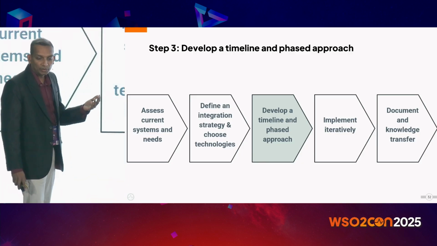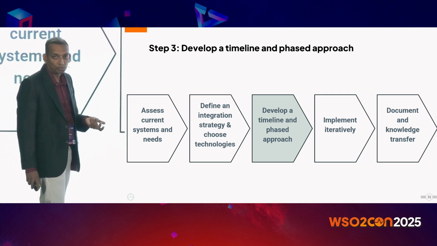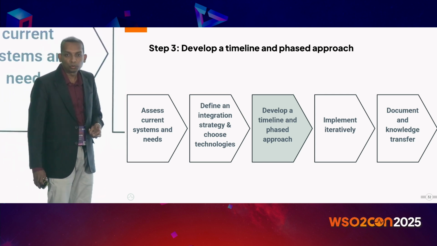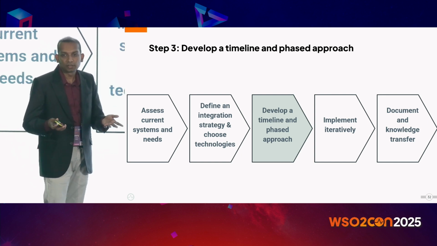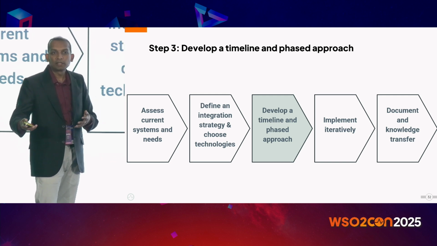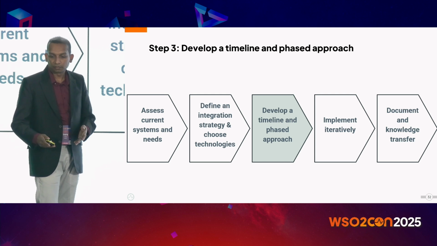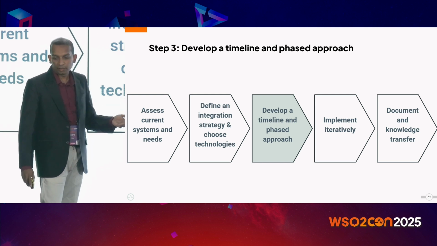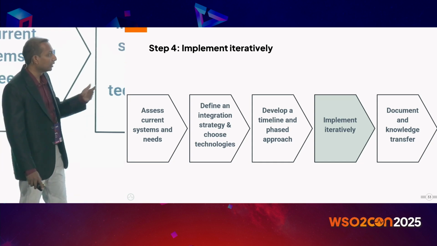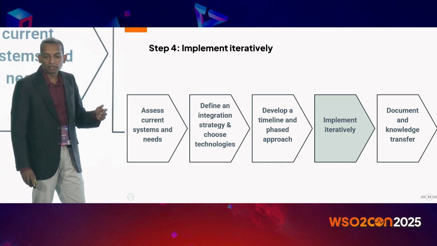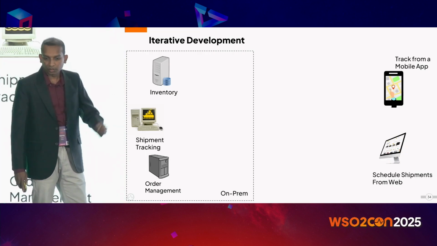So the next step is about developing a timeline and a phased approach. Practically, when you try to do this kind of a project, we can't simply do it all at once, right? So we need to come up with a milestone plan, and we need to divide the work in a meaningful manner, right? So that's about developing a timeline and a phased approach. And the next is implement iteratively. So here we take a step-by-step approach in implementing the integration project.